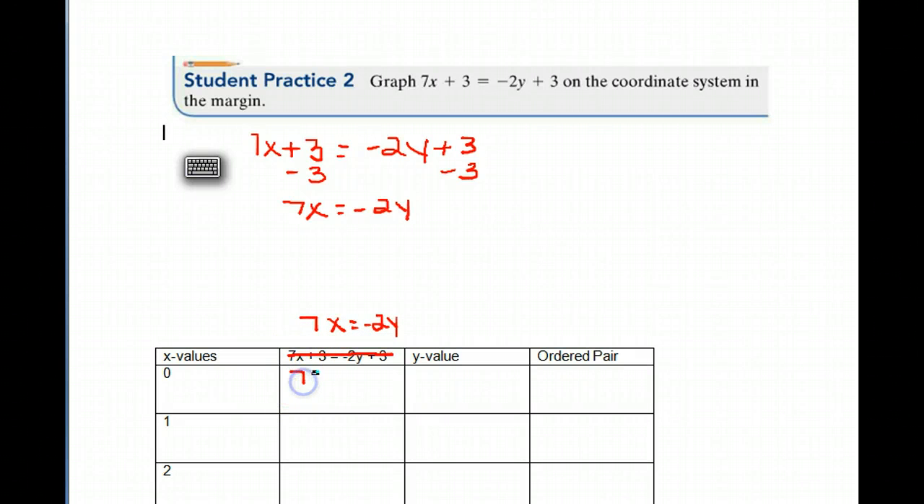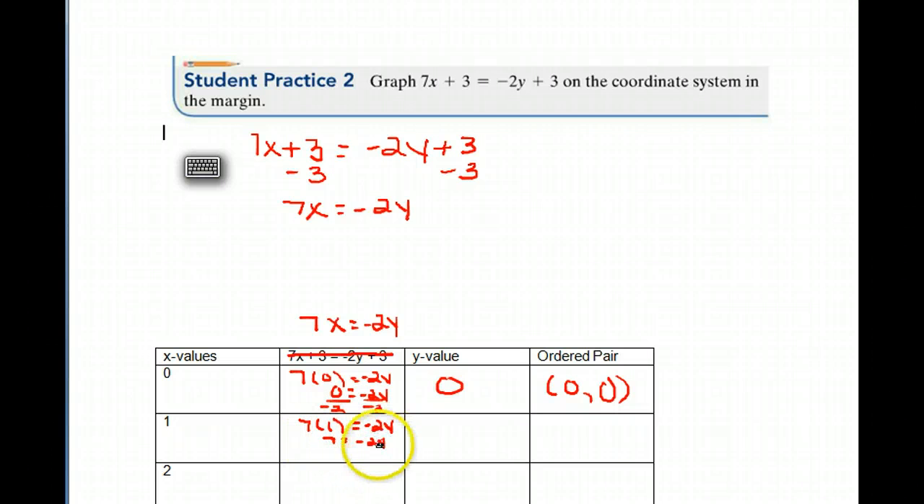So we have 7 times 0 equals negative 2y. So 0 equals negative 2y. Divide both sides by negative 2. And we see that y equals 0. So we have ordered pair 0, 0. Next, we'll be plugging in 1. So we have 7 times 1 equals negative 2y. So we have 7 equals negative 2y. Divide both sides by negative 2. So y is going to equal negative 3.5. So we have 1, negative 3.5.